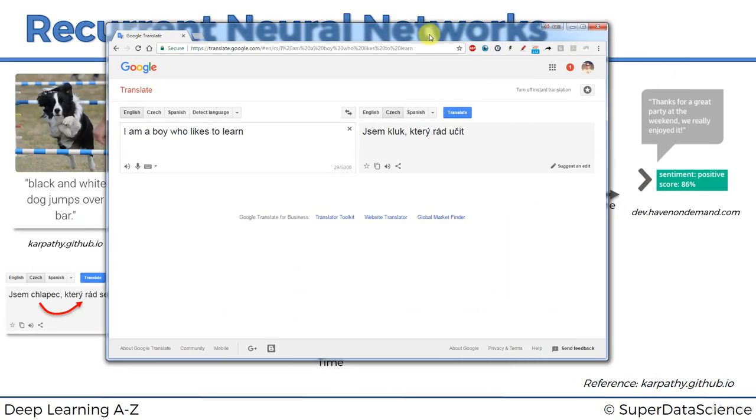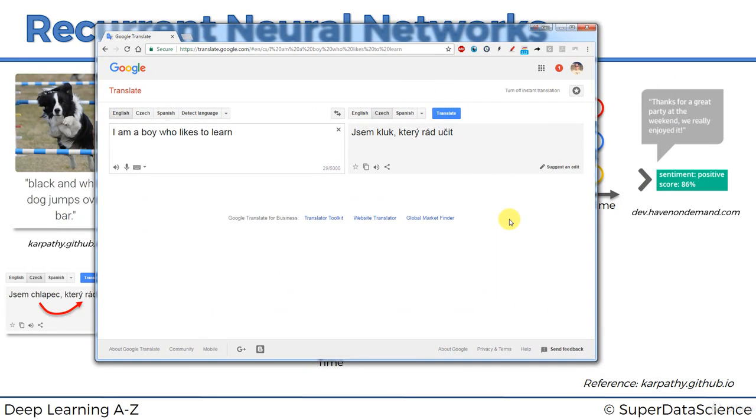So here we've got an example of Google Translator. And I don't know if Google Translator uses RNNs or not. I know that they have very sophisticated deep learning in Google Mind, and I've heard that they've used that in their Android systems and so on. I'm not sure if they use RNNs here or not, but the concept remains. So if I say here from English to Czech, I say, I am a boy who likes to learn. Jsem kluk, který rád učit, right?